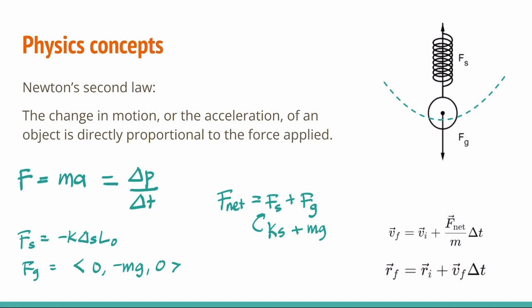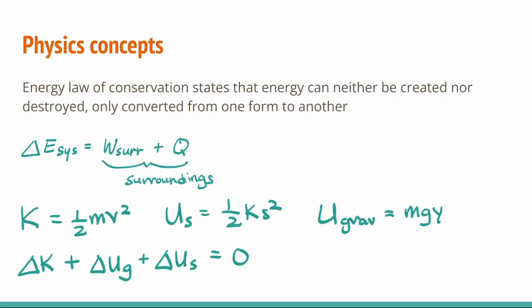And this is how we're going to figure out where our object is over time using the velocity update formula that uses force to calculate the velocity at a specific time and the position update formula to figure out the position. Another fundamental principle that we'll be using is the law of conservation of energy that states that energy can neither be created nor destroyed and only converted from one form to another.